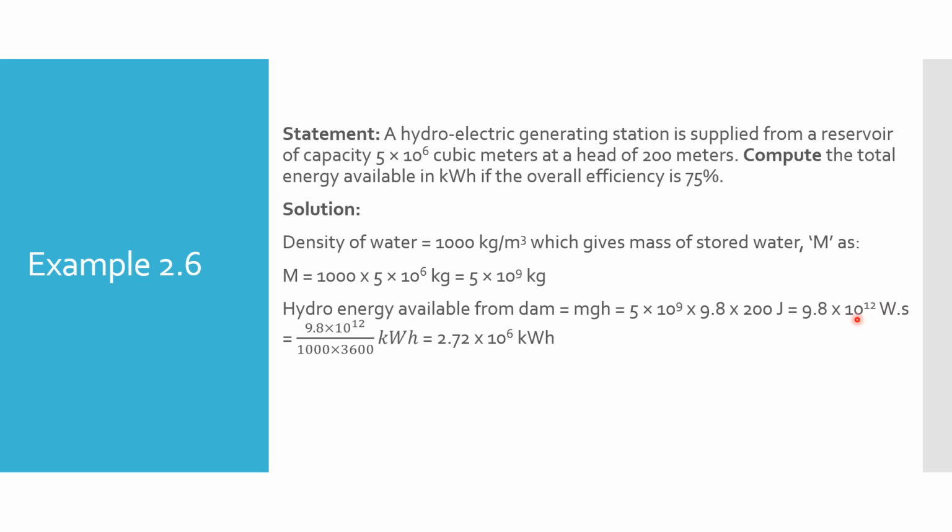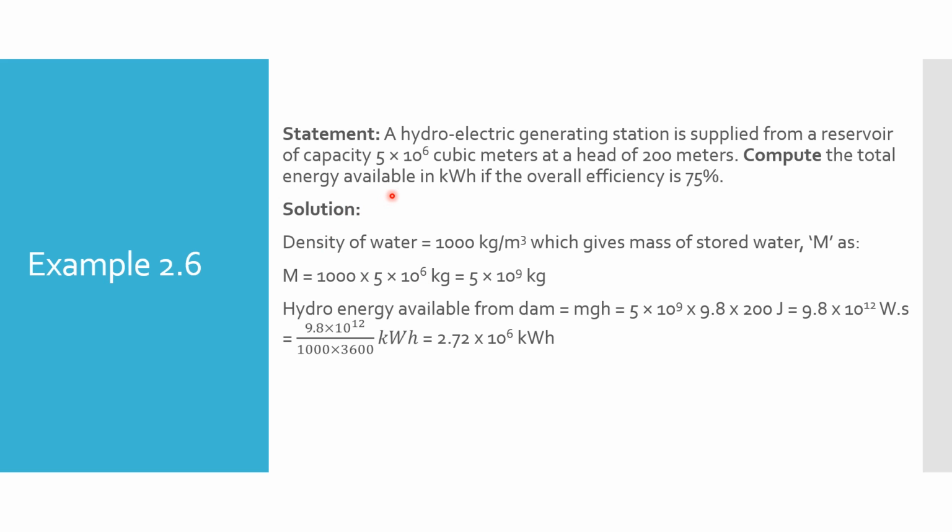You have to convert this watt second into kilowatt hours. To convert it into kilowatt seconds, you have to divide it by 1000, and to convert seconds into hours, you have to divide it by 3600. That is what is being done here. You divide 9.8 × 10^12 by 1000 and 3600. By doing so, you get the hydro energy available from the dam as 2.72 × 10^6 kilowatt hours. But this is not the energy which was required from us.